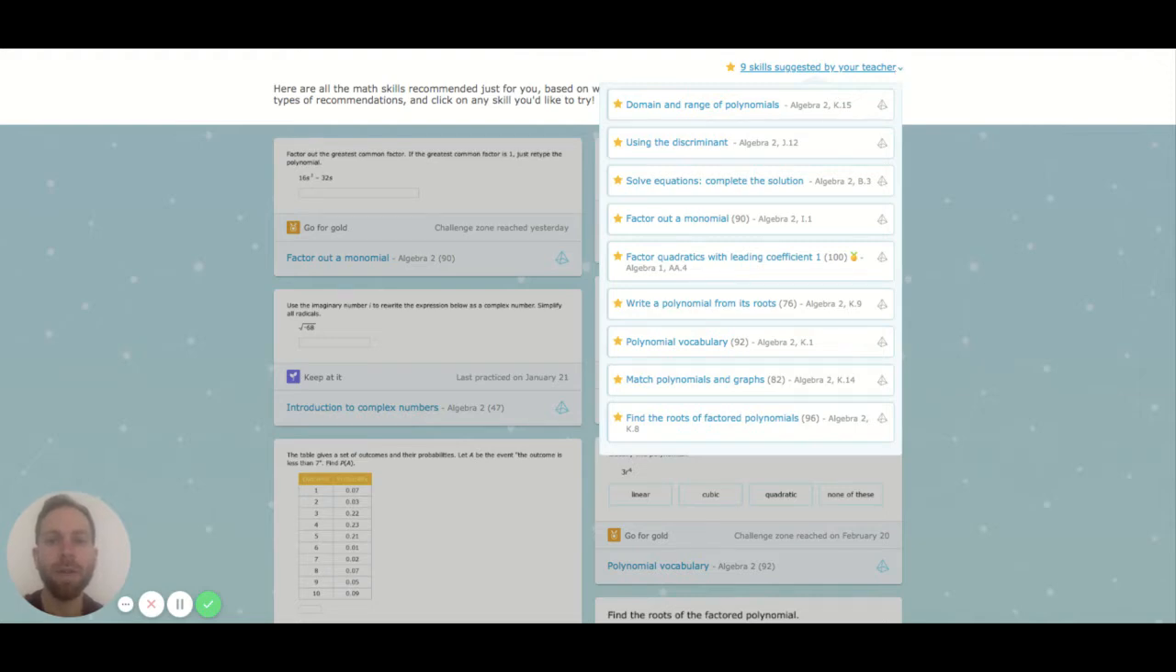The second one was a video that I filmed with the whiteboard, but this one's going to be on IXL again. I'm going to show you using the interface because I think it's a better way to see it. So if you'll notice, the three skills that you're doing this week are solve equations, complete the solution, using the discriminant, which was the video with the whiteboards, and this one's going to be on domain and range of polynomials. So go ahead and click on that one, K.15.